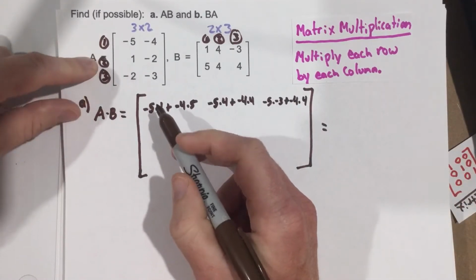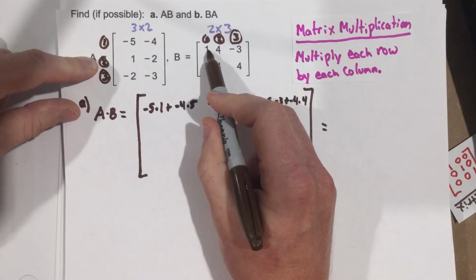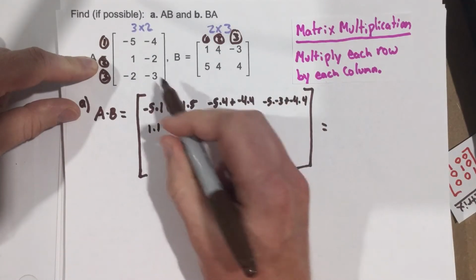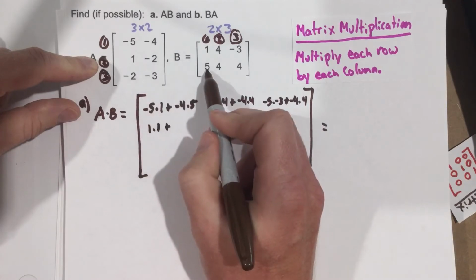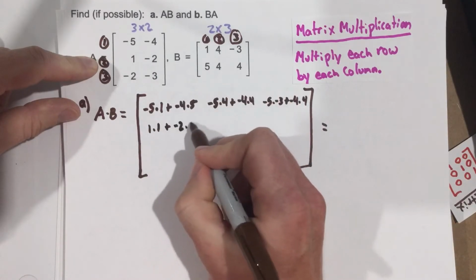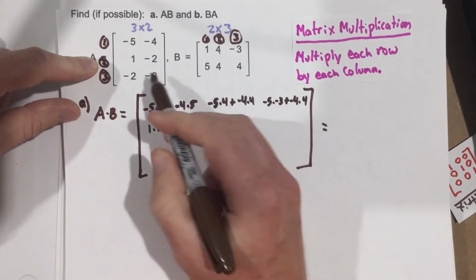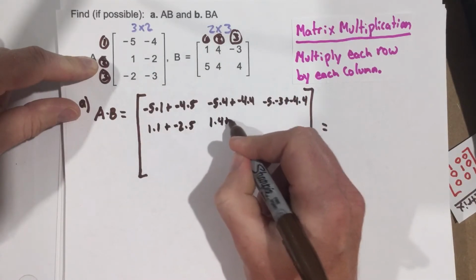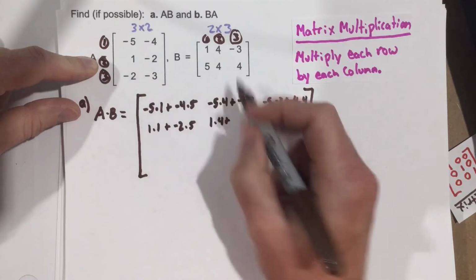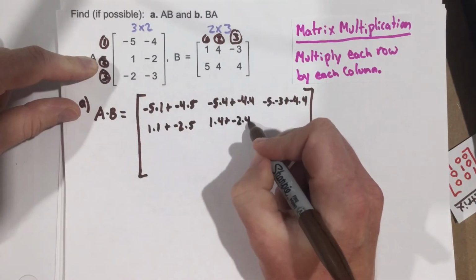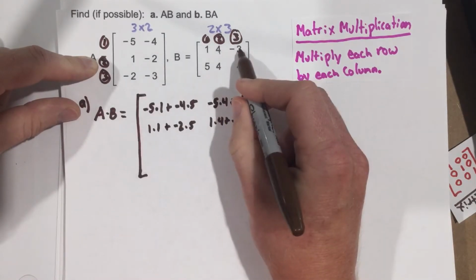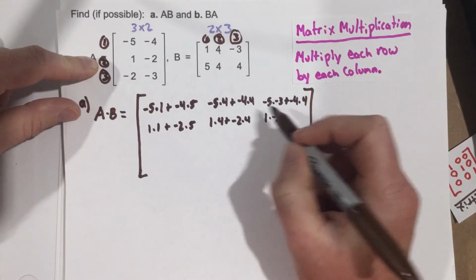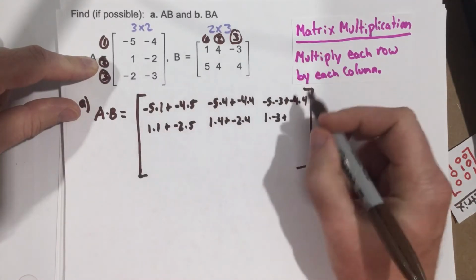And then we'll go to row 2. So 1 times 1 plus negative 2 times 5. And then we've got 1 times 4 plus negative 2 times 4. And we have 1 times negative 3 plus negative 2 times 4.